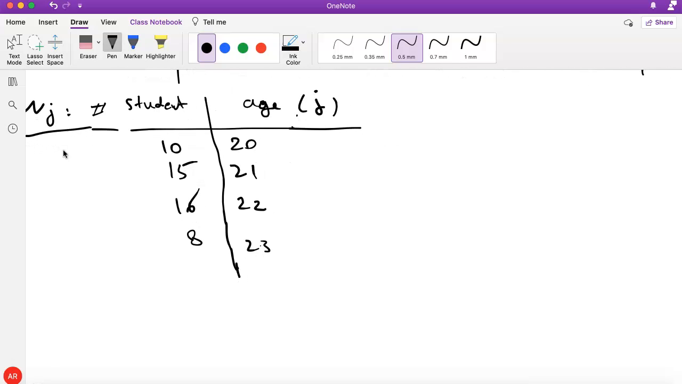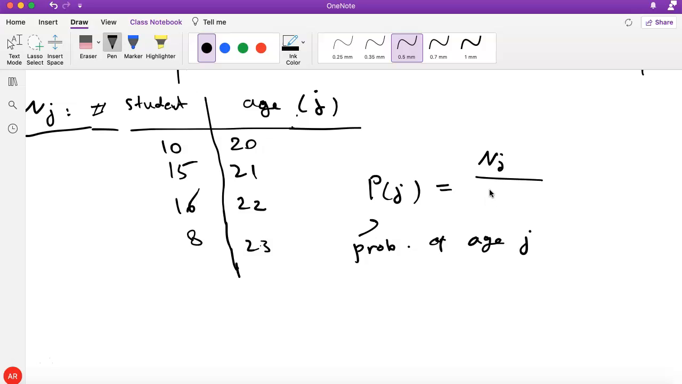So first, given this, if I ask you what is the probability that someone is 21, well, you're going to just divide the number of students who are 21 by the total number of students, and that's the probability if you pick a random student from this class without any consideration. That's the odds of the student being 21. So P of J, the probability of age J, is going to be N_J divided by the total number of students. Let's call that N. And N is, of course, in this case, 10 plus 15 plus 16 plus 8.